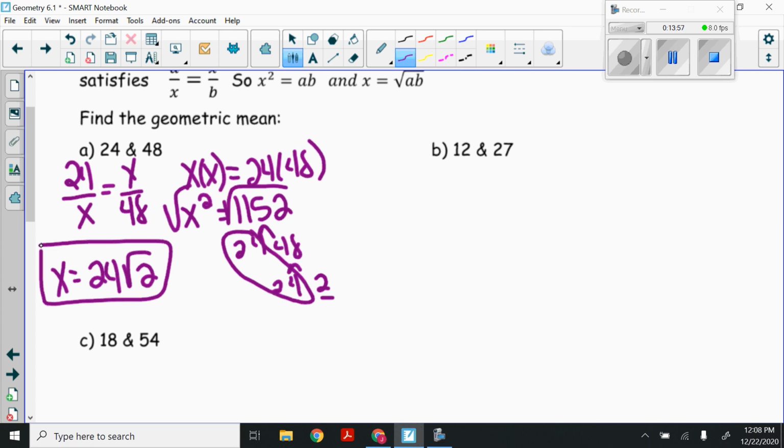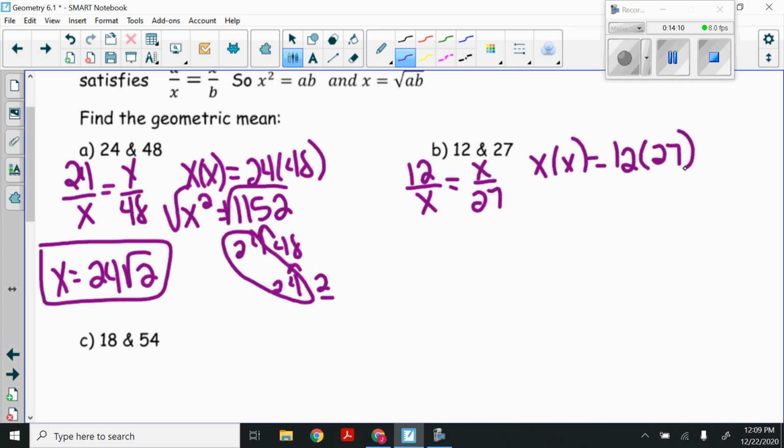Let's do the second one. Find the geometric mean between 12 and 27. So again, I'm going to set it up: 12 over x equals x over 27. So x times x equals 12 times 27. So then we get x squared equals 324. Take the square root of both sides.